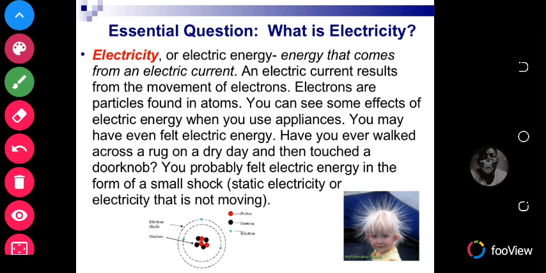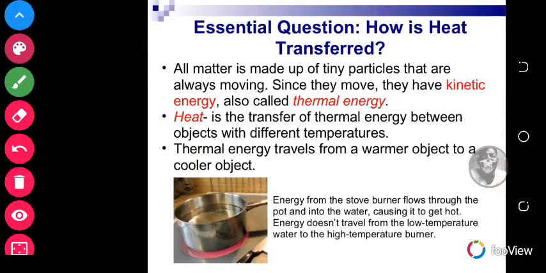Have you wondered how a shock occurs? It occurs because electrons flow from the source into your body. Electricity basically is the flow of electric energy, and electric energy is the flow of electrons.